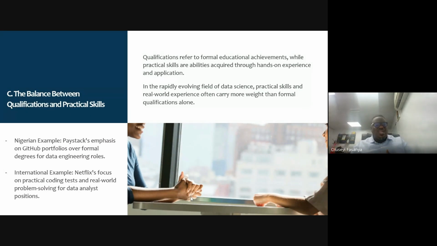So, for example, in the Nigerian example, Paystack places emphasis on GitHub portfolios over formal degrees for data engineering roles. So you can see that very clearly. On the international space, Netflix actually focused on practical coding tests and real-world problem solving for data analyst positions. So what are the in-demand hard skills for data professionals?